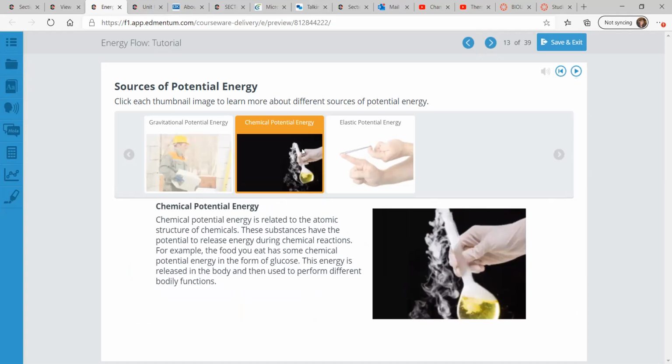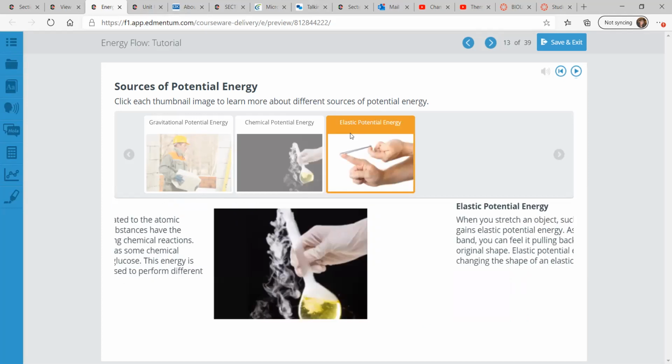Chemical potential energy, that's related to the atomic structure of chemicals. So deep within chemicals, we have the atoms and how they are structured. These substances have the potential to release energy during chemical reactions. For example, the food you eat has some chemical potential energy in the form of glucose. This energy is released in the body and then used to perform different bodily functions.